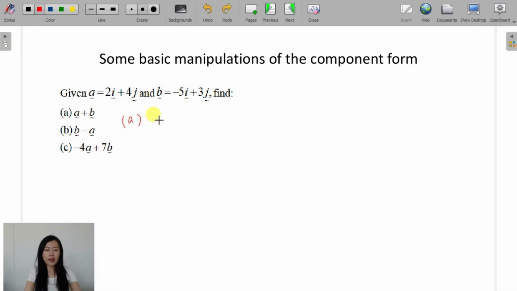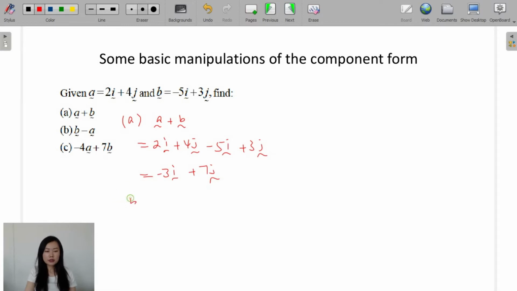So A plus B will equal 2I plus 4J minus 5I plus 3J. All right, so 2 minus 5 is negative 3I. 4 plus 3, 7J. Done.